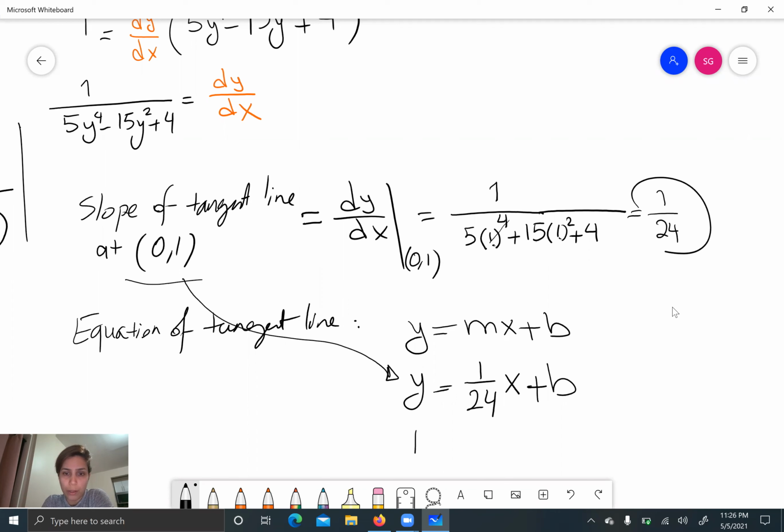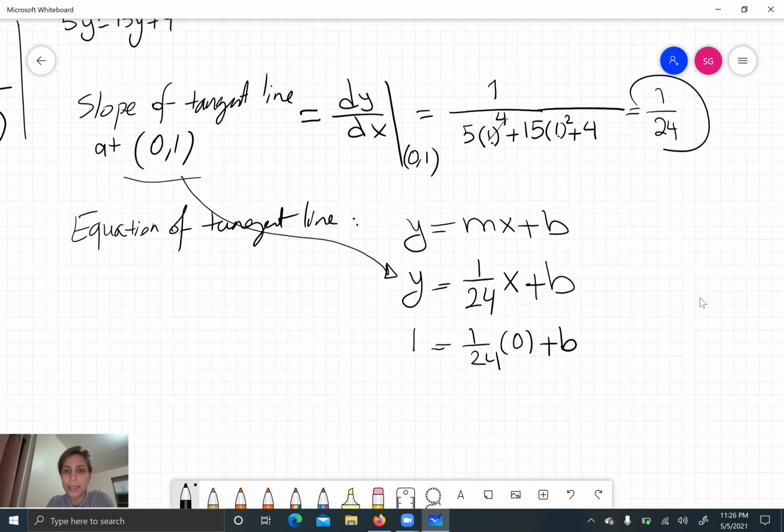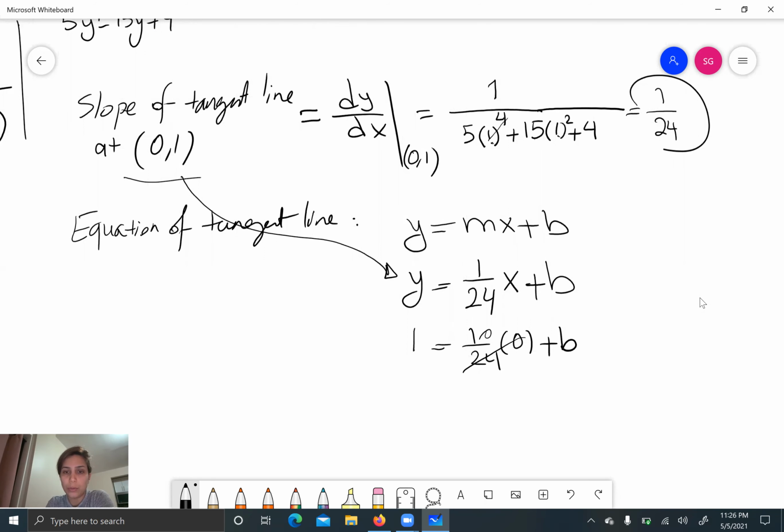So y is 1, x is 0. Then we can solve it for b. So b is 1. You see that? Because this is 0, b is 1. That's it. So now we have the equation of the tangent line.